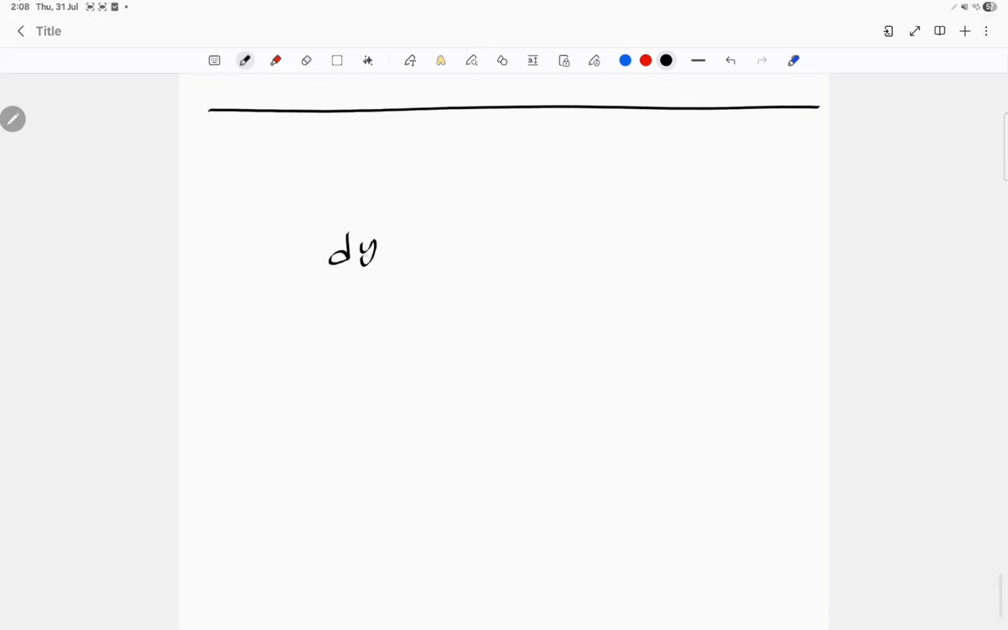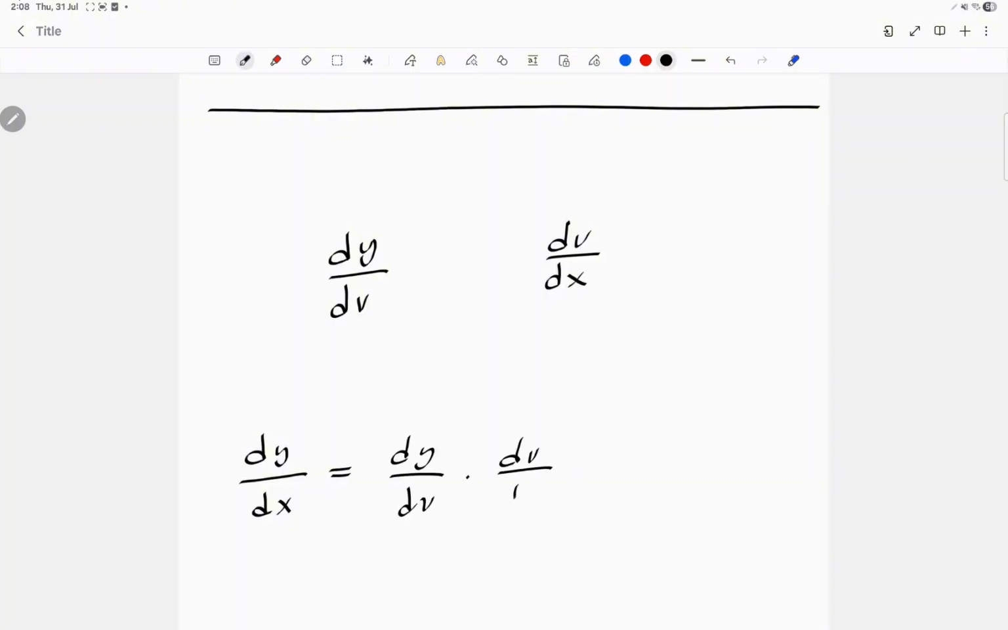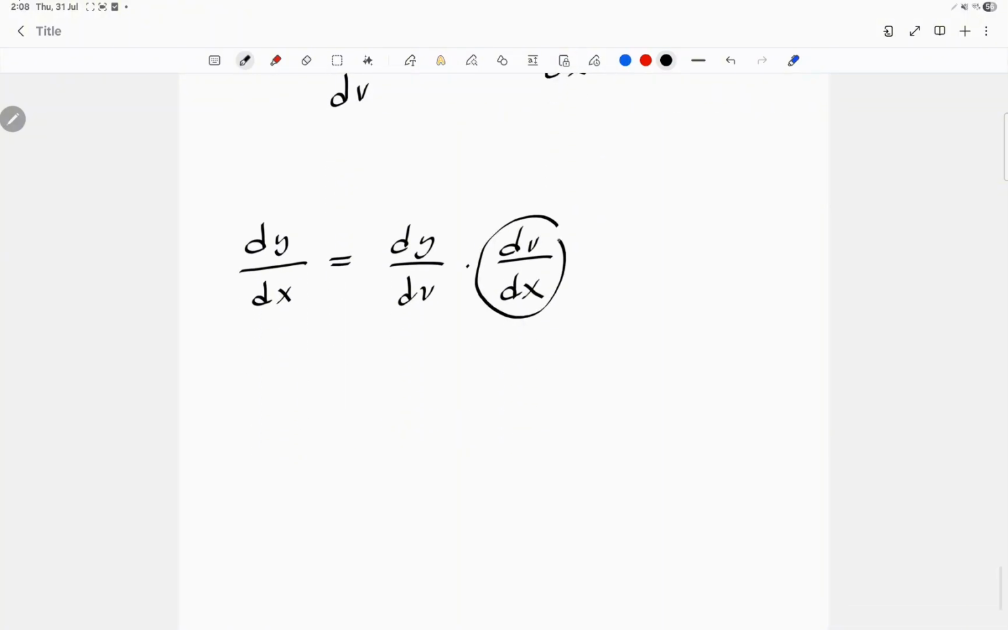If I have dy over dv, and I have dv over dx, and I want to find dy over dx, how can I do that? By multiplying dy over dv by dv over dx. Please learn this rule. It's a new rule. You cancel it. Just leave it like this. So you multiply 2 of them to get the last derivative.